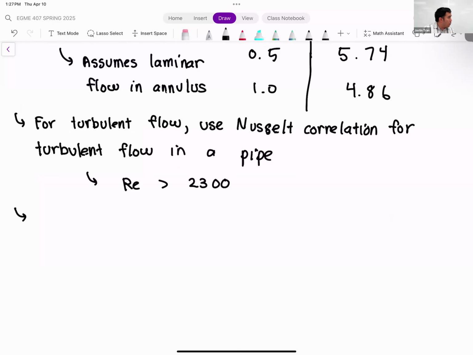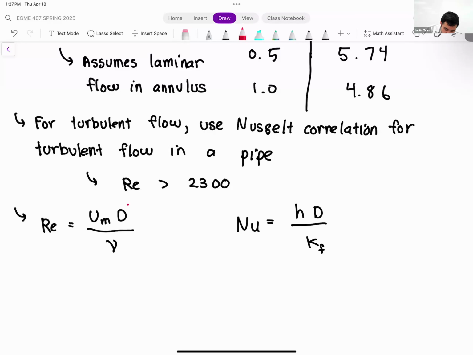Oh, actually, one last thing for flow in an annulus. When you have flow in an annulus and you compute things like the Reynolds number, which would be the mean velocity multiplied by the diameter divided by nu, or even the Nusselt number, which is h times the diameter divided by k_f, there's always a question for an annulus: what do you plug in for the D here? For an annulus, we actually have two diameters, the inner diameter and the outer diameter.